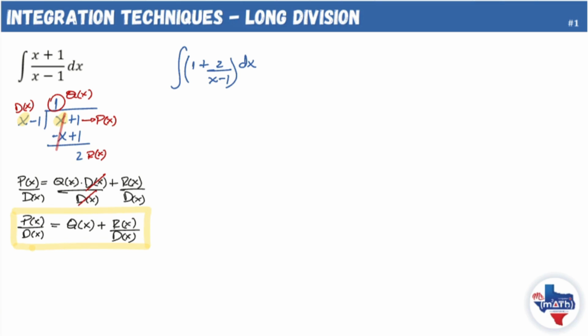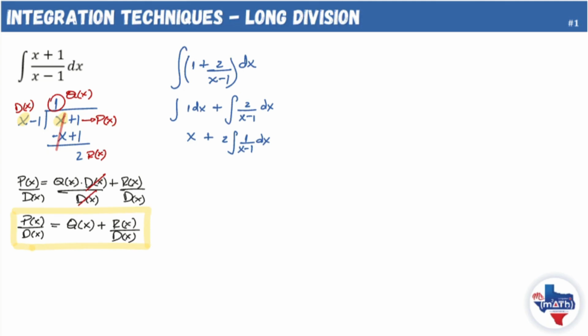Okay, what can we do here? We could distribute, right? So we'll have the integral of 1 dx plus the integral of 2 over x minus 1 dx. Okay, the integral of 1 dx is just x, plus we can pull that coefficient out. That will be 2 times the integral of 1 over x minus 1 dx.